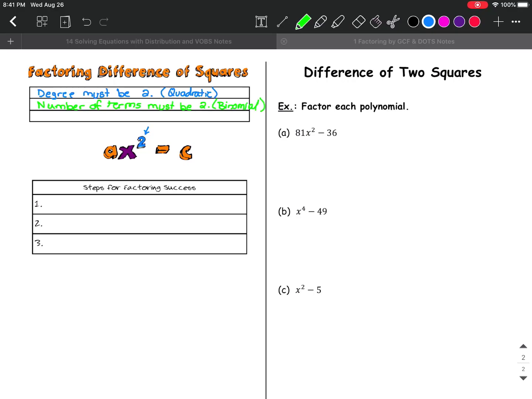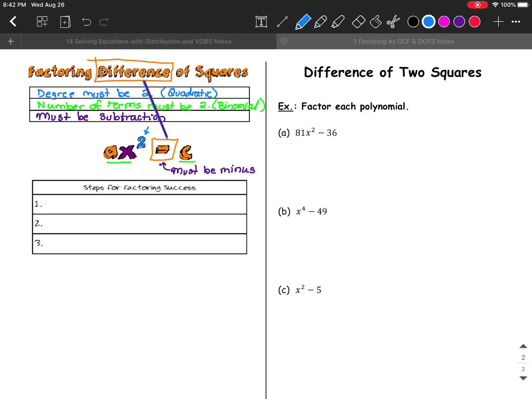So notice there's one term here and then one term here. Okay, and the third thing that has to hold true is there must be subtraction. Notice this is a difference, this is subtraction, okay, and it has to be subtraction. All right, so that's important to realize. Now, so this must be a minus sign. If it's addition, it does not work. Can't factor it. Okay, addition, it's not factorable.